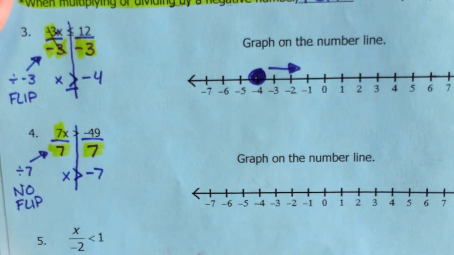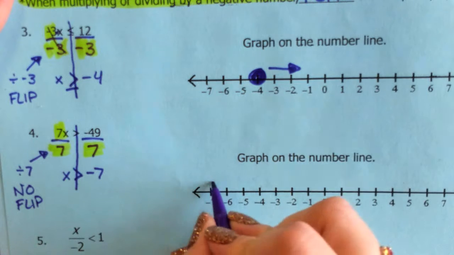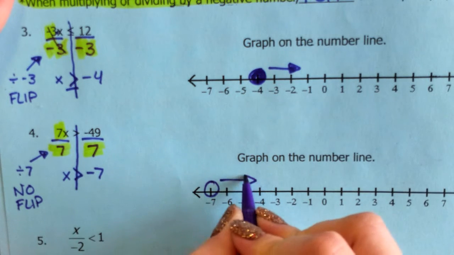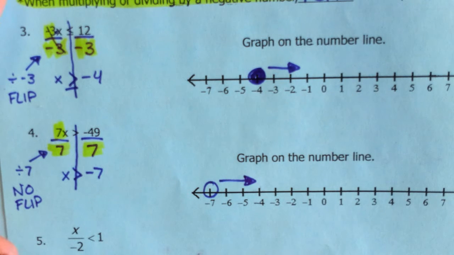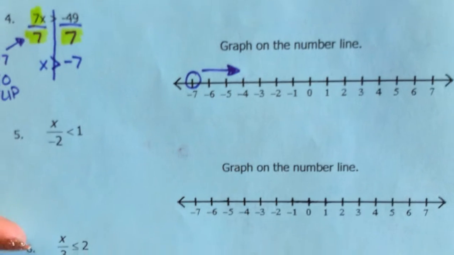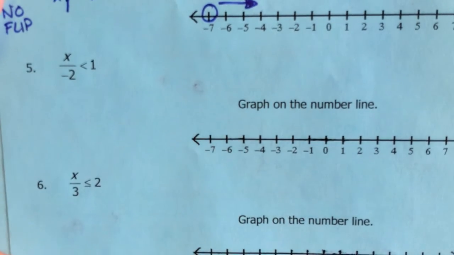So now I can graph this. Open circle on negative 7, going to the right. Dividing by a negative makes you flip the sign. Alright, next 2.